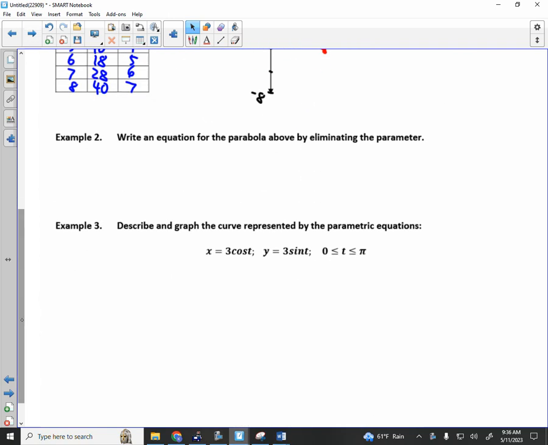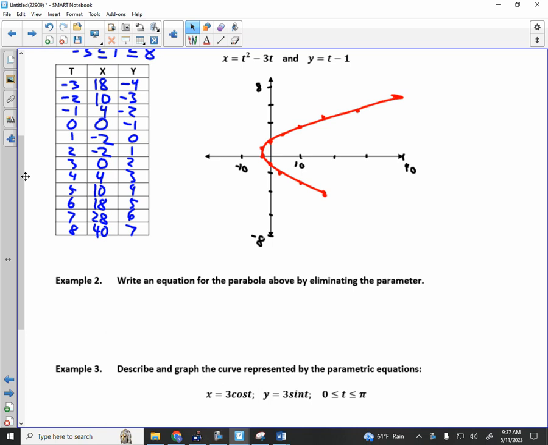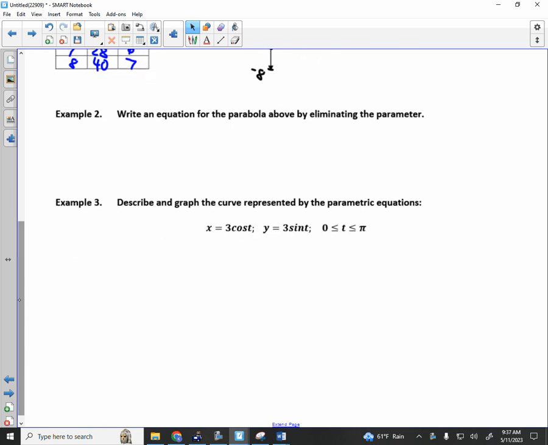Now, first thing you're going to have to be able to do is to sketch a graph by simply creating table values. Can you do that? Second thing you're going to have to be able to do is to write an equation by eliminating the parameter. So I have x is equal to t squared minus 3t, and I have y is equal to t minus 1. I would like to eliminate the parameter. The parameter is t, or time. So I want something where the value of t as a variable does not exist anymore. Anybody think of a way I could get rid of t?